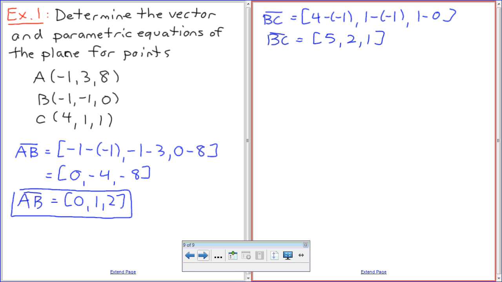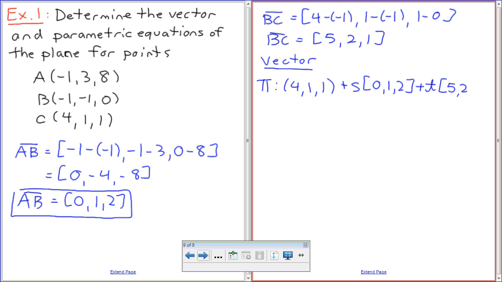Austin, can you be brave now, please? Pick your favorite point and give me the vector equation of the plane, please. I can't use this one. Okay? I'll help you. What's your favorite point? Do you like A, B, or C the best? C. Well, I like that too, because they're all positives. So it's going to say pi equals, and you just write down your point. Then you have to choose which one goes with S. So these are your 2 direction vectors. I'm going to choose this one to go with S. So I'm going to say plus S 0, 1, 2, and then T 5, 2, 1.